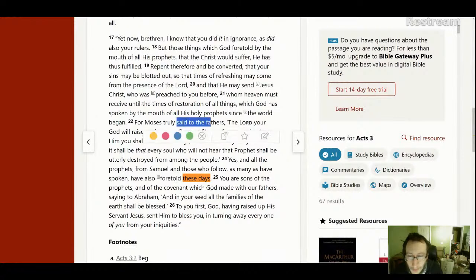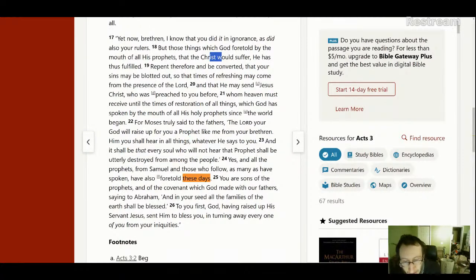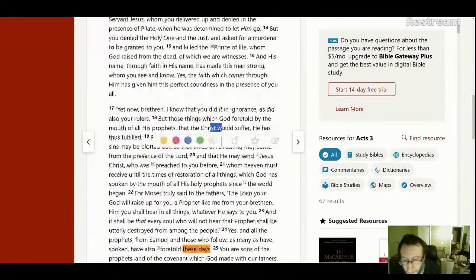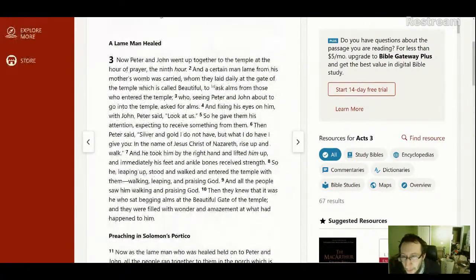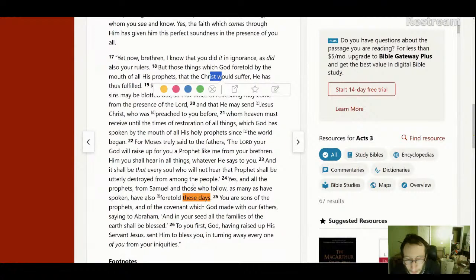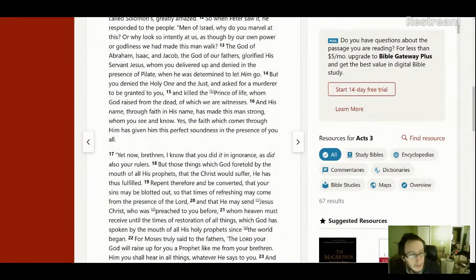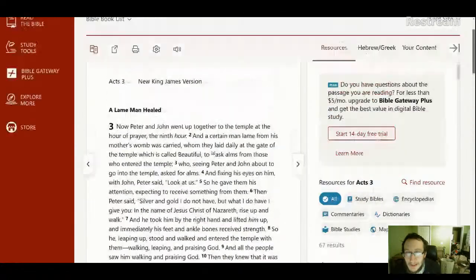"Moses said to the fathers, 'The Lord your God will raise up for you a prophet like me from your brethren.'" Okay, that's a prophecy they say of the Messiah. And then, who's talking here? Peter then says, "All prophets from Samuel and those who follow have foretold these days." So he was reading from the book of Samuel where it foretold these days.